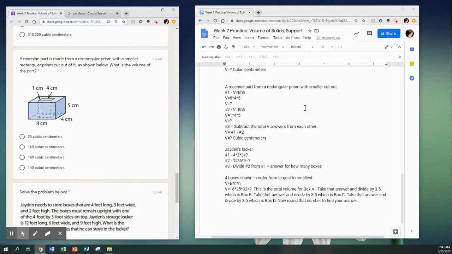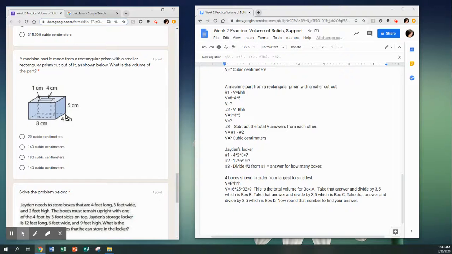So number one, here's my notes. Number one, V equals 8 times 4 times 5. You get that answer and you hold it, write it down, and then the volume for the inside shape is 1 times 4 times 5, because the 5 didn't change, the 5's the height, this height. So it's 1 times 4 times 5, and you get that answer.